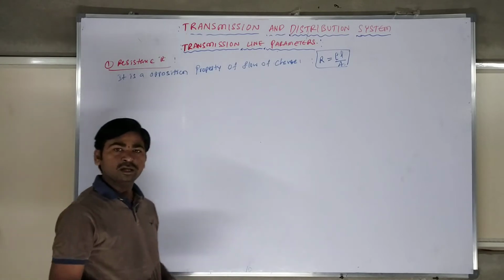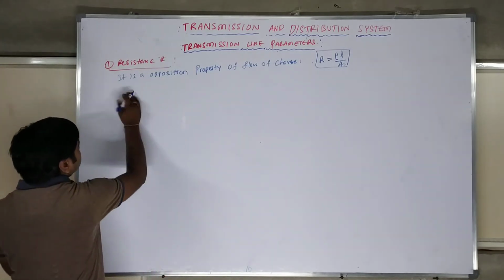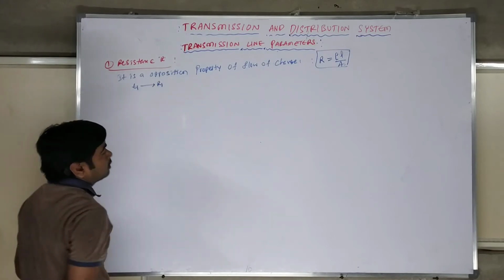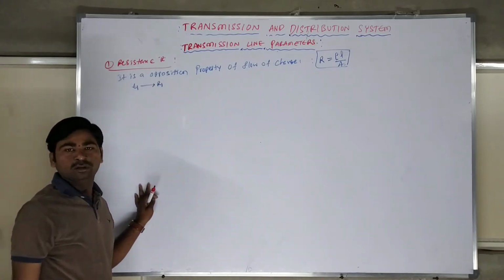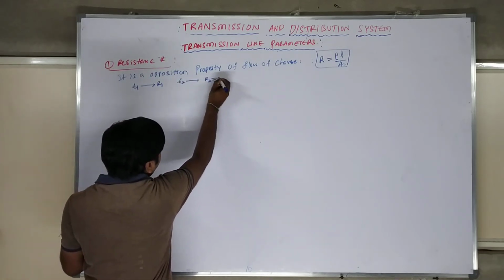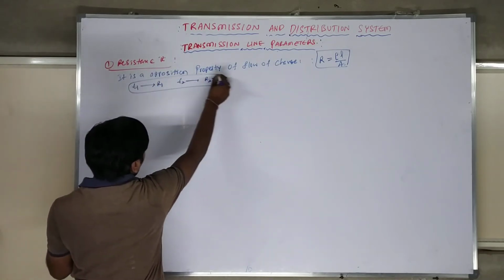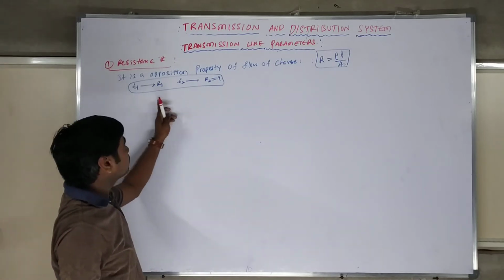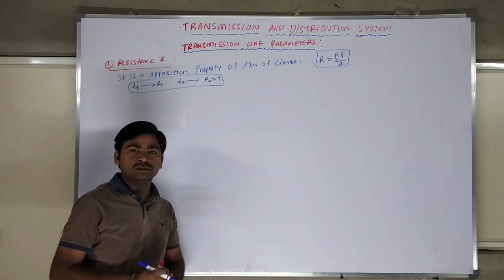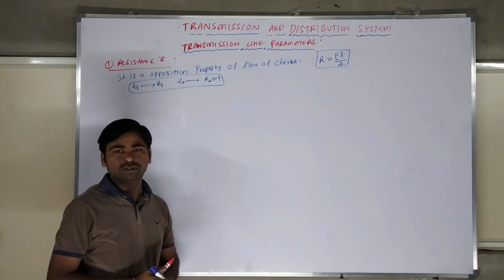If we go for further calculations, let us say at temperature T1 the conductor possesses a resistance of R1. At temperature T2, what is the resistance of the conductor? At T1 degree temperature the resistance is R1, and if the temperature is T2, what will the resistance be? It means when the temperature changes, what is the change in the value of resistance?